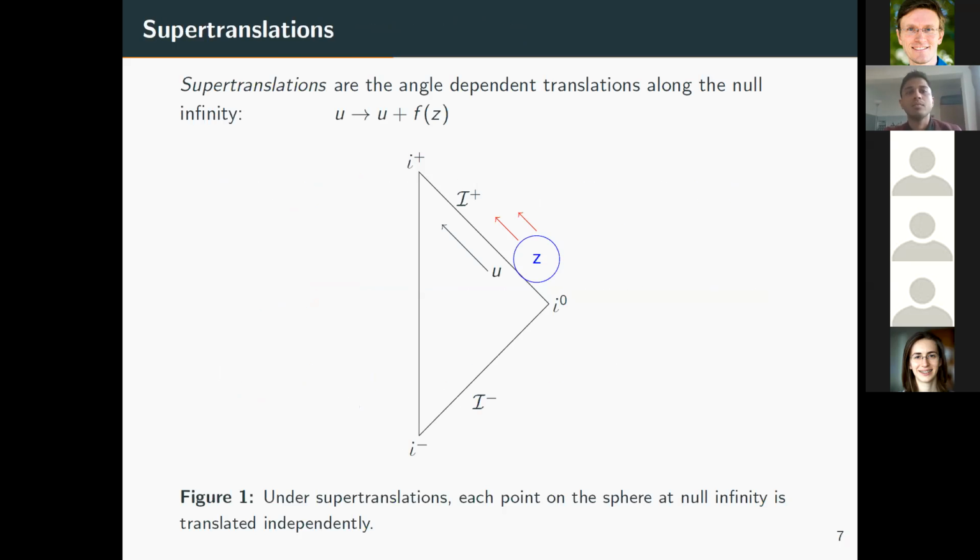Supertranslations are easiest to see on this Penrose diagram of asymptotically flat spacetimes. U is the retarded time, which parameterizes future null infinity. I'm representing future null infinity by this blue circle. Supertranslations translate each point on this sphere independently, so U goes to U plus an arbitrary function of the angles. This is how supertranslations act at future null infinity.